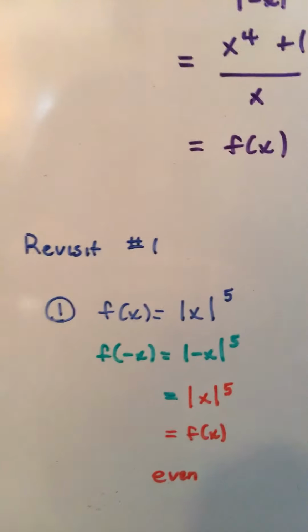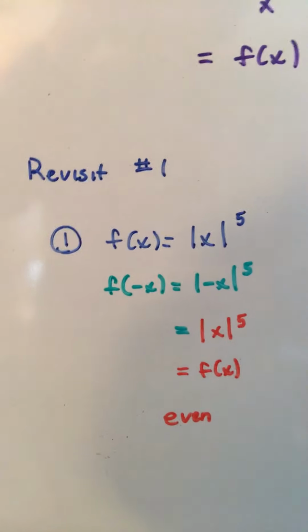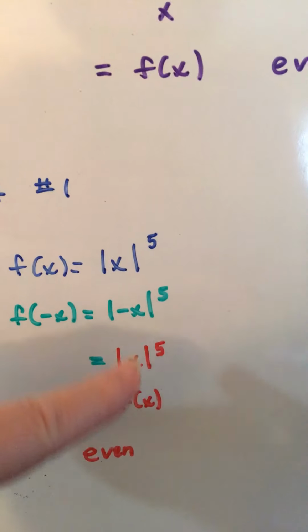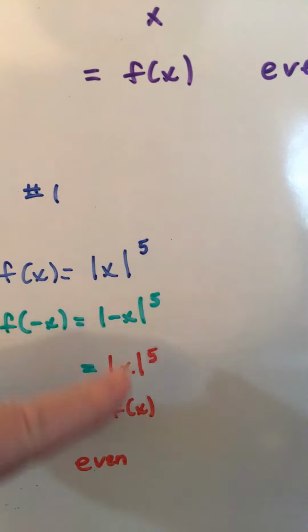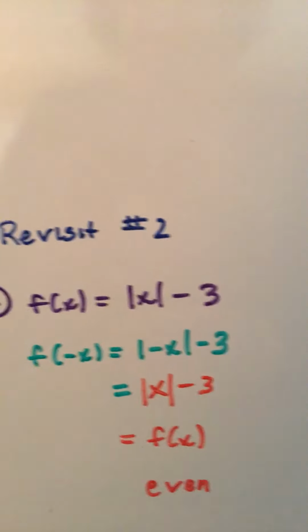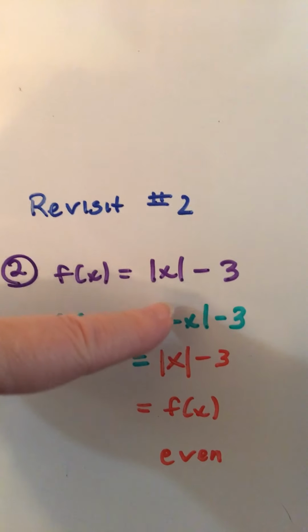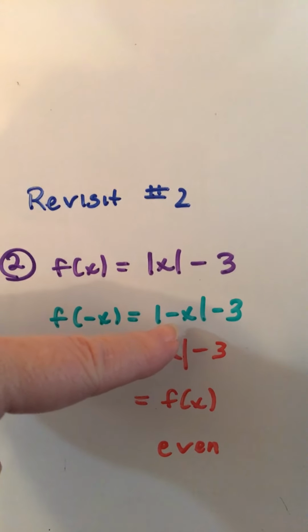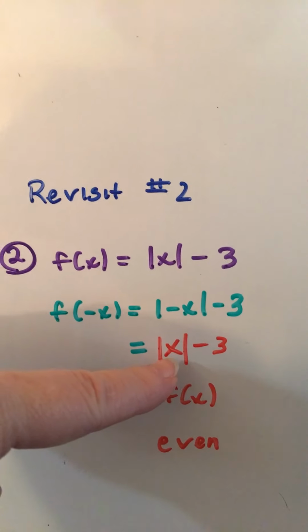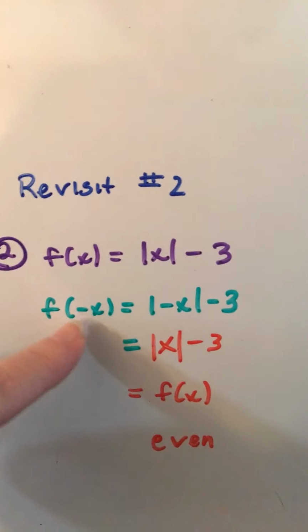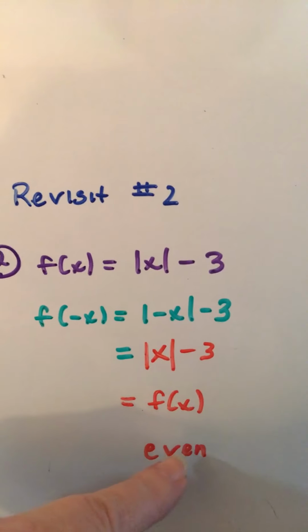Let's revisit problem 1 and do a proof. I put in negative x inside the absolute value, but that's the same thing as x. Now these two match and it's even. Let's revisit and prove number 2. Substitute negative x in, but what's the absolute value of negative x? It's the same as positive x. And so we see these two match, and so I conclude by saying it's f of x and it's even.